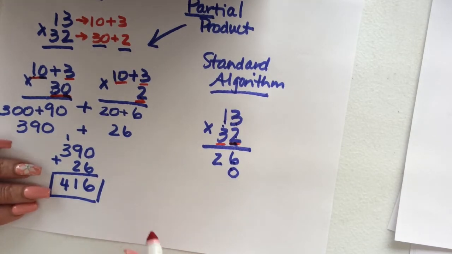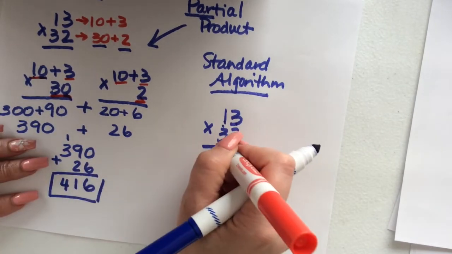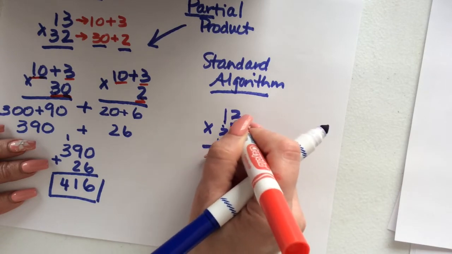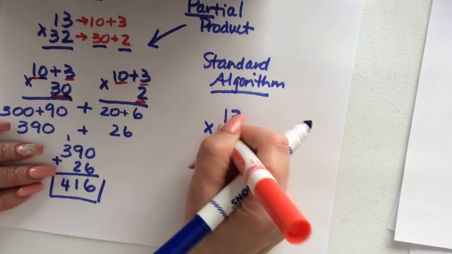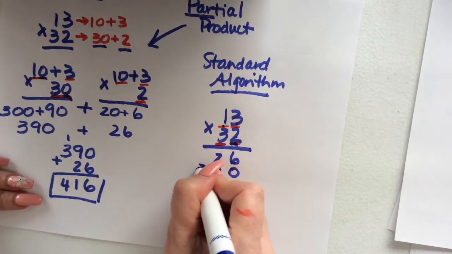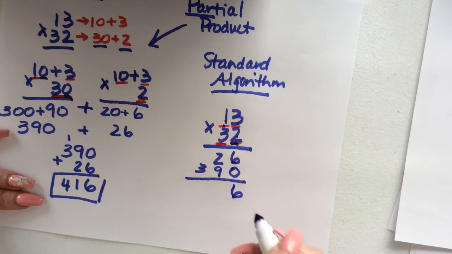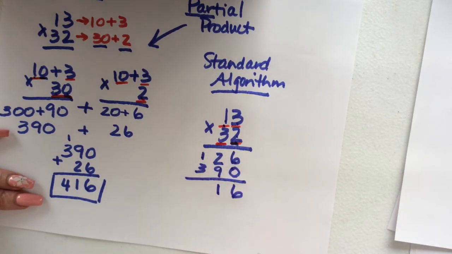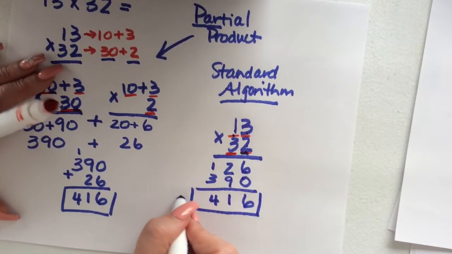After I put my 0 there, then I can multiply the same way. I'm going to say that I want this 3 times 3, because I'm going to do my ones place first, which is 9. And then I'm going to say I have this 3 times 1, which is 3. Now, when I add this, I get 6, 2 plus 9 is 11, regroup the 1, and I get 416, just like I did here.